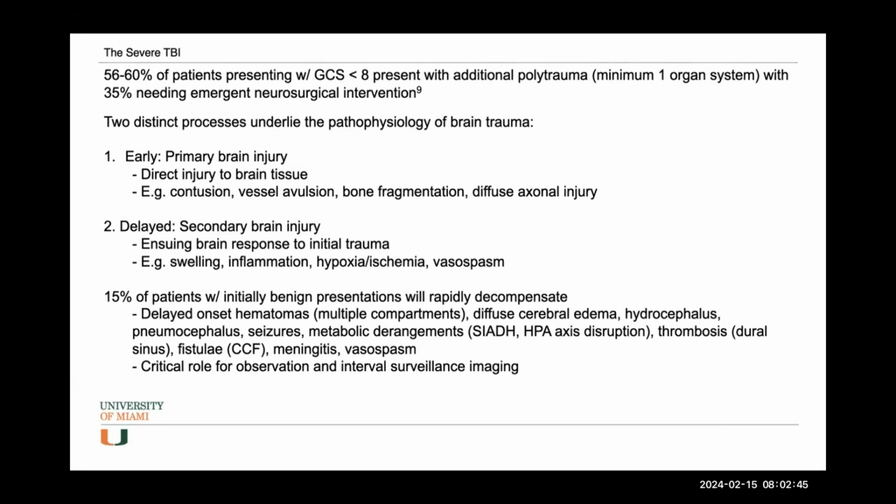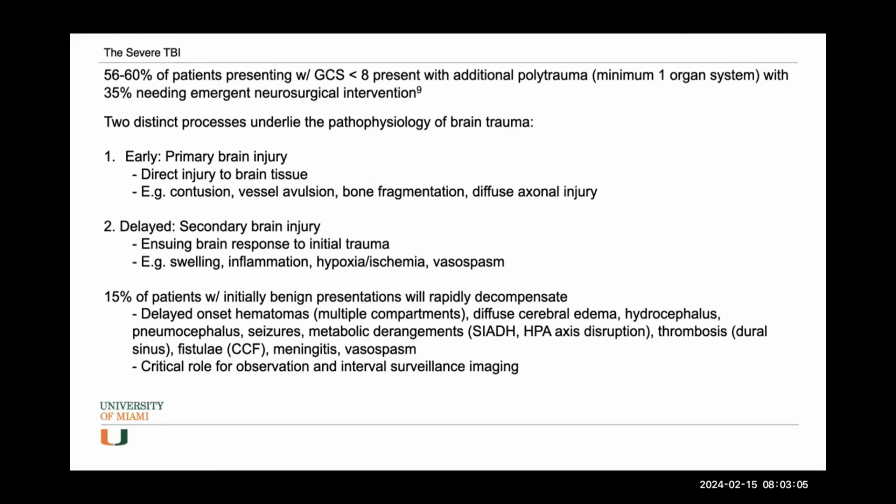And 35% of those patients will need emergent neurosurgical intervention. Now, underlying this process are two distinct phases. There's an early phase that's the primary brain injury. That's where you've had direct injury to brain tissue, something like a contusion, an avulsed vessel, bone fragmentation, or diffuse axonal injury through a shearing force.